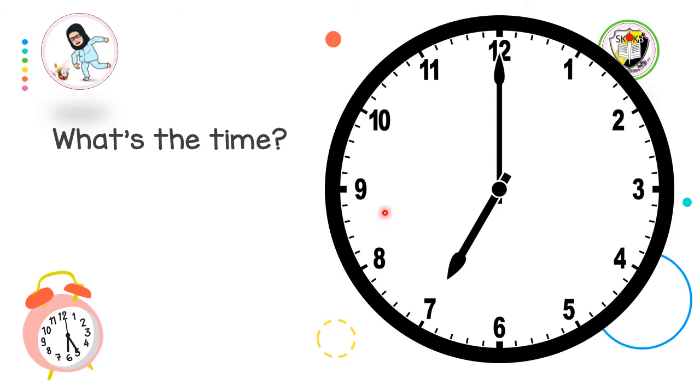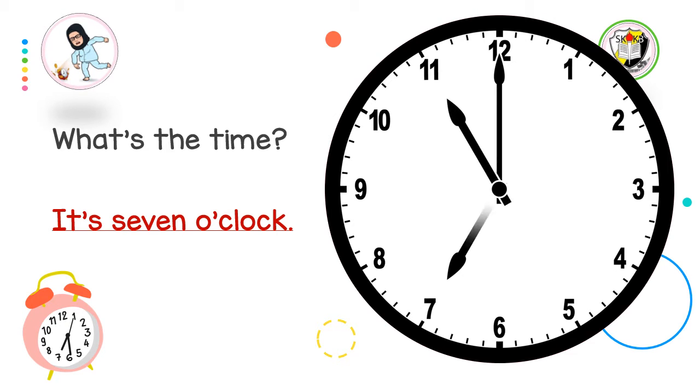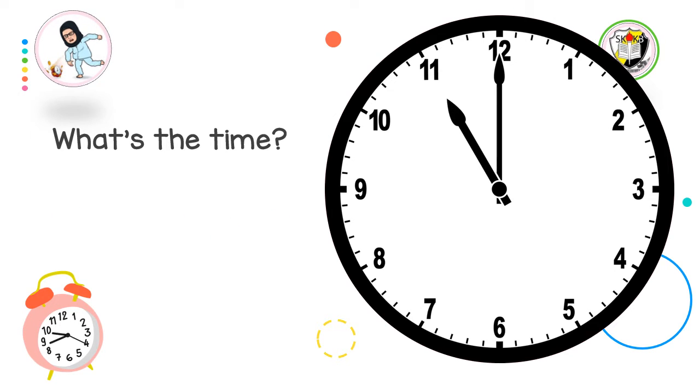What's the time? The short hand is on 7. The long hand is on 12. Yes, it's 7 o'clock. What's the time? The short hand is on 11. The long hand is on 12. It's 11 o'clock.